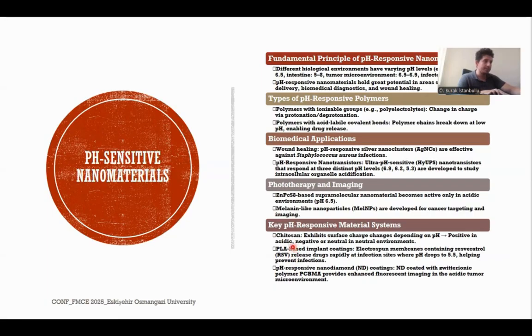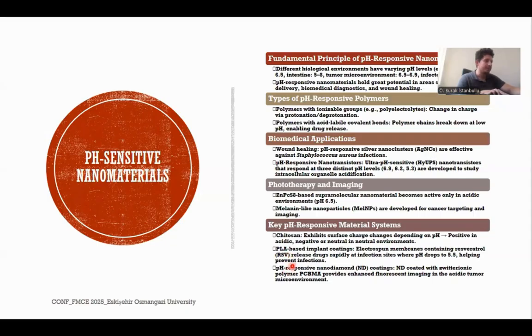Chitosan, a natural polymer, shows positive surface charge in acidic environments and becomes neutral or negative as pH rises. Polylactic acid-based coatings, especially those loaded with resveratrol, release their payload rapidly at infection sites where pH drops down around 5.5 levels, preventing bacterial growth.